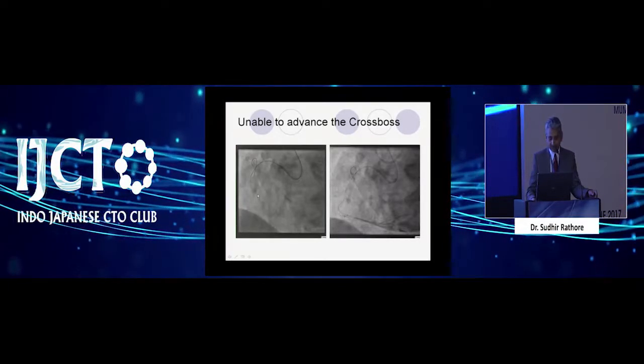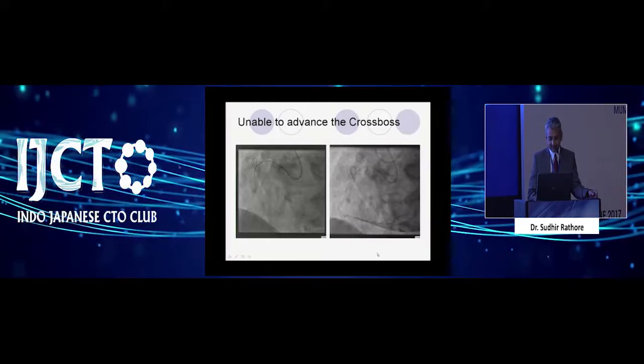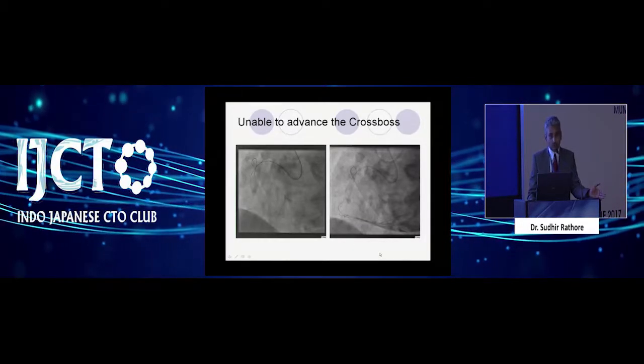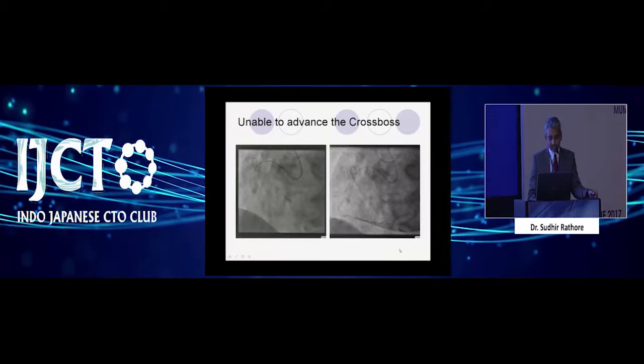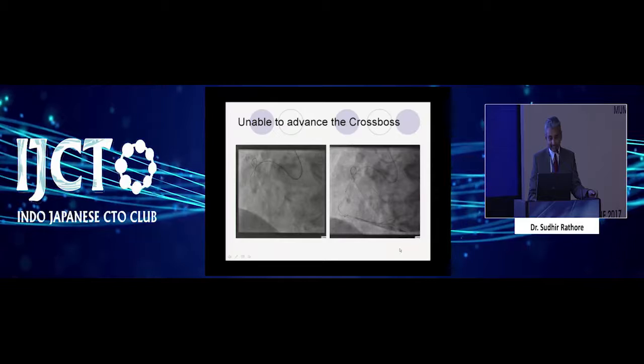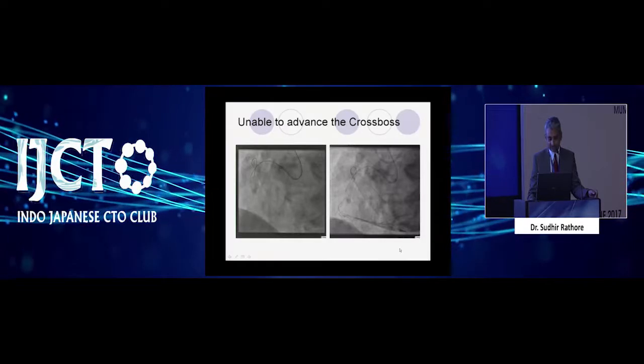Now in this case, I was not able to advance the Crossboss catheter. So instead of that, I used a Corsair catheter as a Crossboss catheter in the subintimal space.